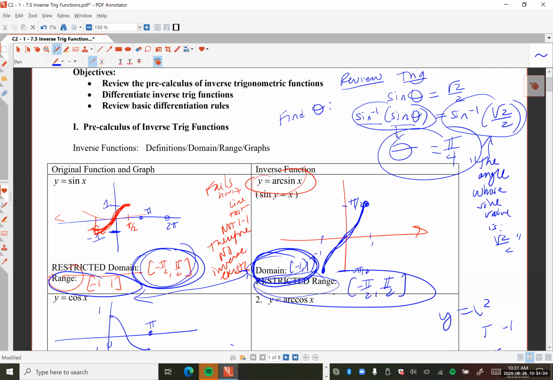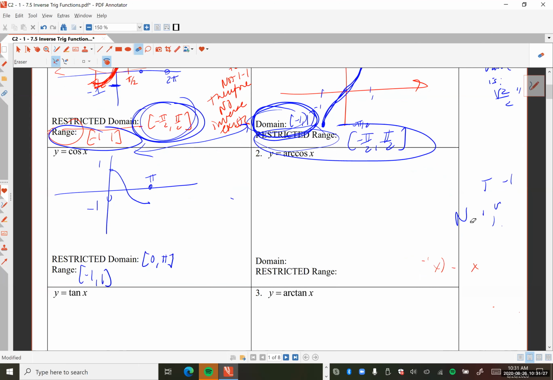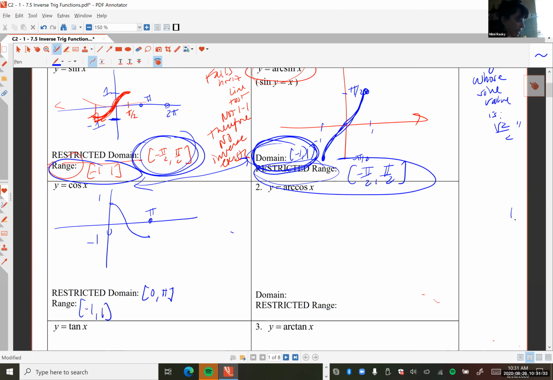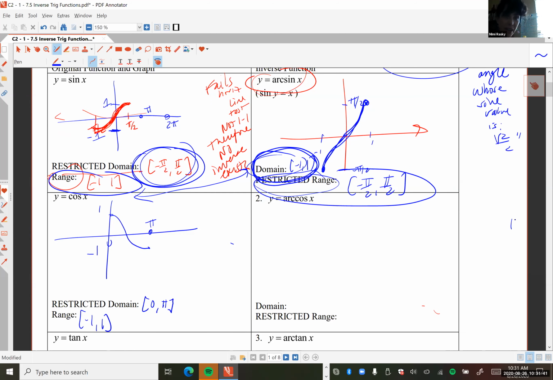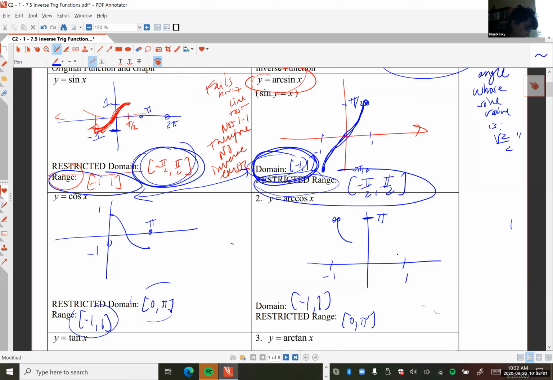I just got confused because it says y equals sine x, and I still thought about the whole full-on graph. But we decided we're going to chop him up, didn't we? We're going to restrict his domain so he can pass the horizontal line test and have an inverse to go with it. So for our cos, we restrict the domain in a different way, which means this range over here is that, and this range is the same as our cos's domain.